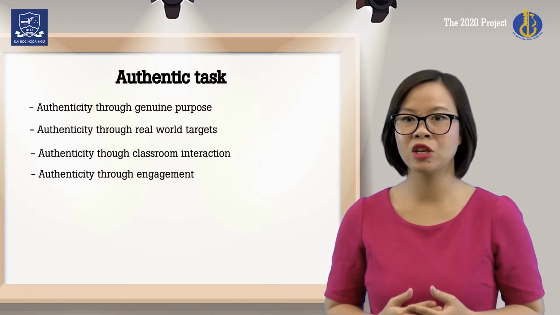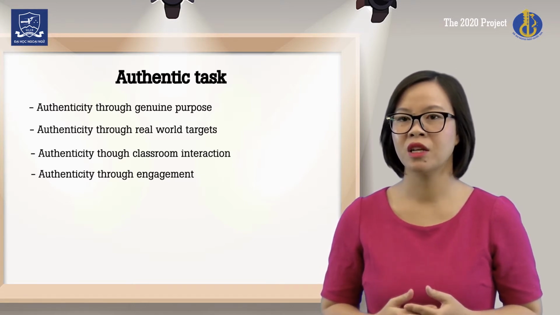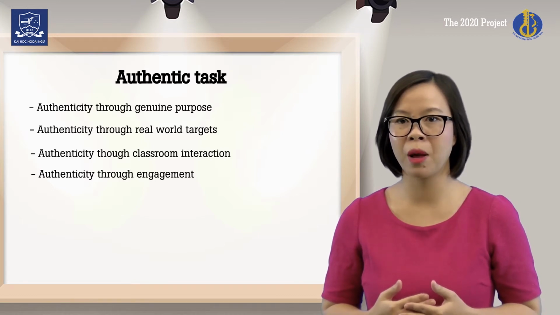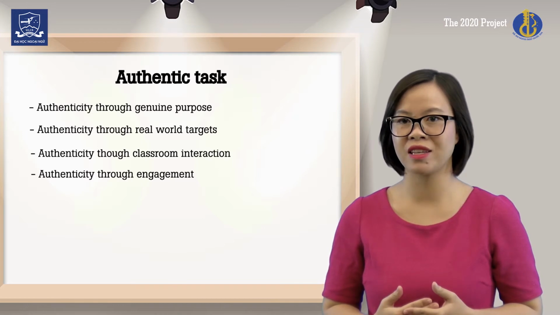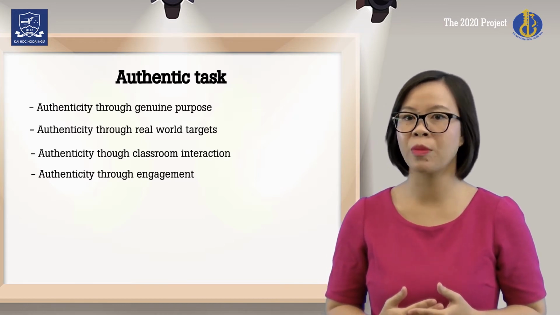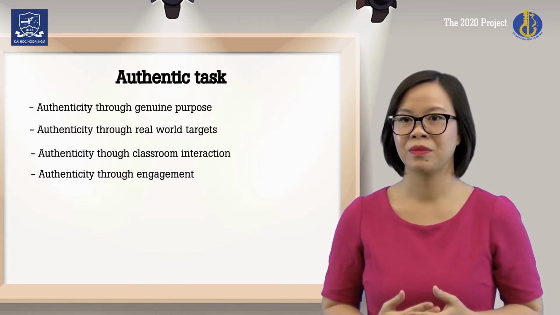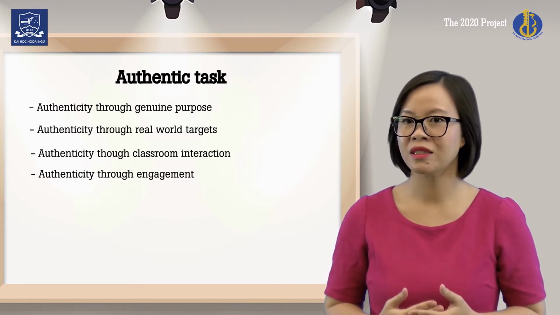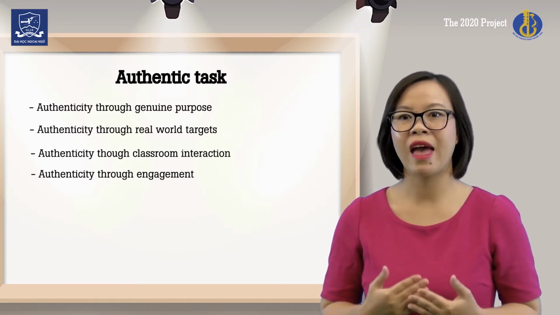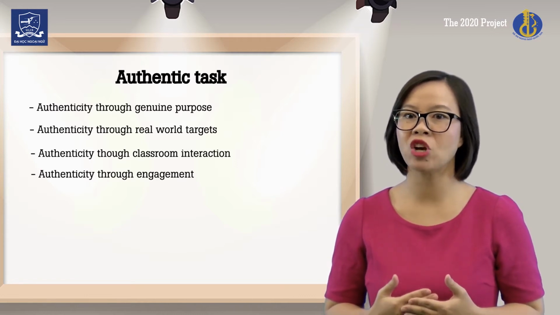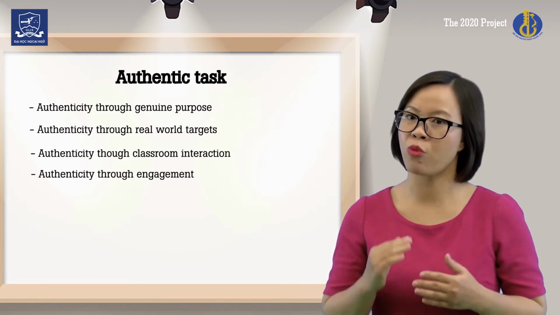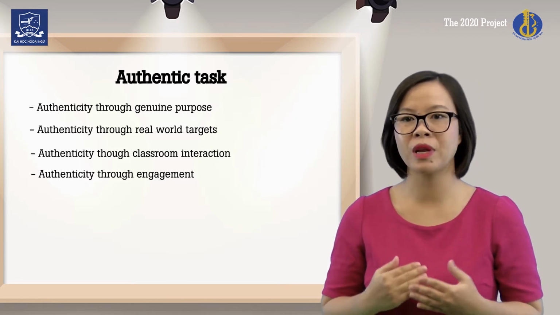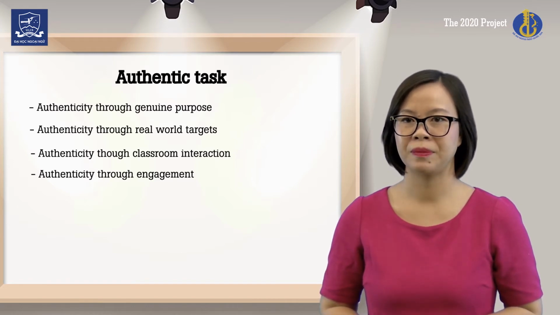According to Varianto and Molly, 2001, authenticity through genuine purpose. One of the crucial aspects of task authenticity is whether real communication takes place, whether language has been used for genuine purpose. In tasks, the emphasis should primarily be on the meaning and communication, and this replicates the process of communication in the real world.